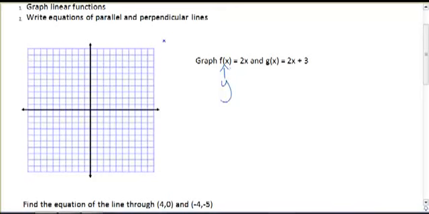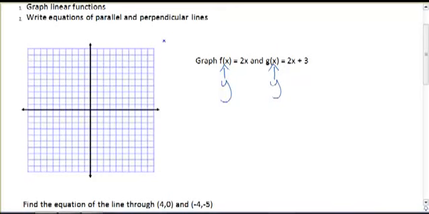And same thing with g of x. We can use any letter we want. G of x is function notation for y. It's the same thing as writing y equals 2x and y equals 2x plus 3. So don't get lost in the notation there. I don't want that to be confusing to you. Okay, so f of x equals 2x.